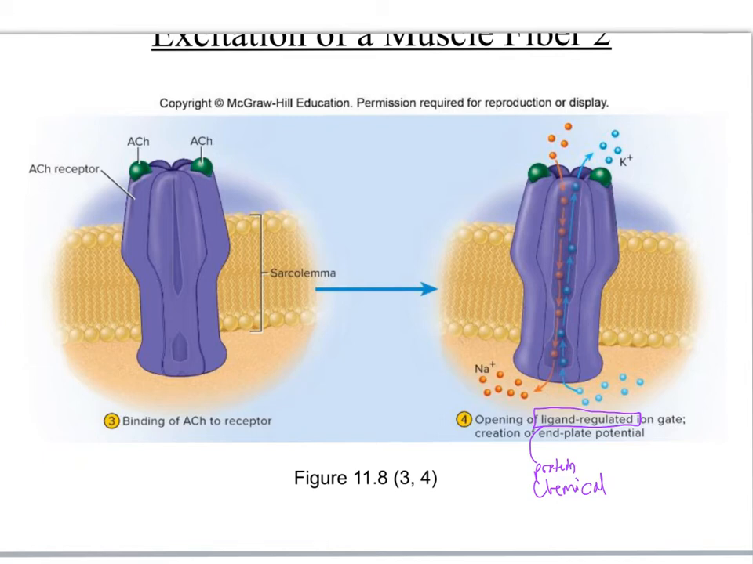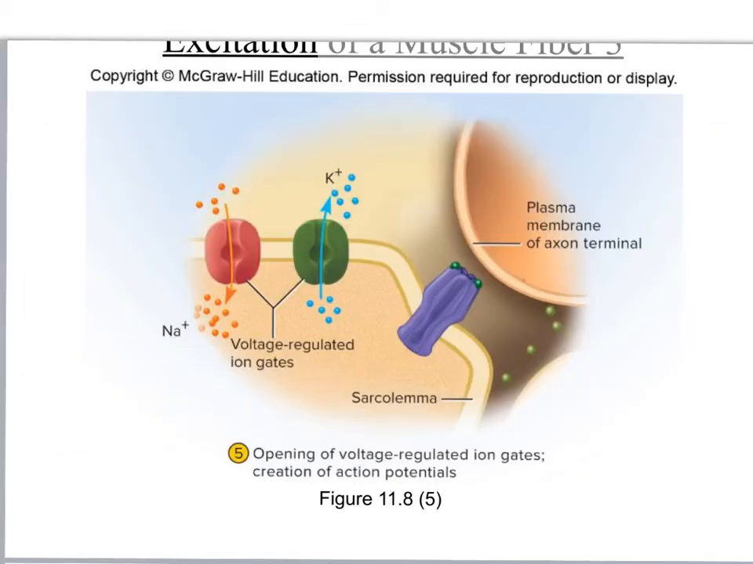All right, let's look at these in action. So now right here, let's get oriented. This is the axon, okay? And here's the acetylcholine. It's released into the synaptic cleft, right? This is all synaptic cleft. This is my sarcolemma right here. And this is my chemical gate, my ligand gate for acetylcholine, all right? And what it allows in is sodium. It allows sodium to go in and potassium to go out. Again, chemical. It only opens in response to acetylcholine.